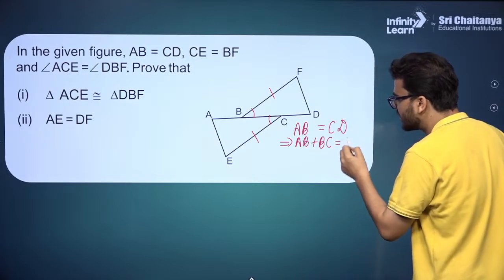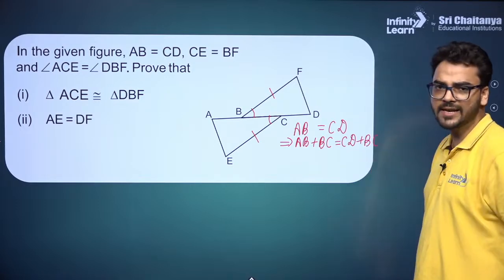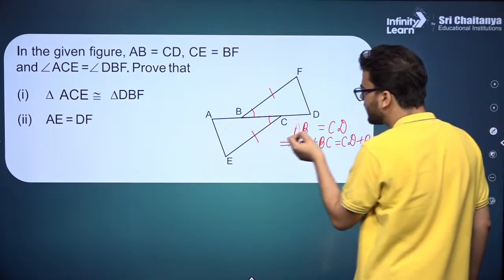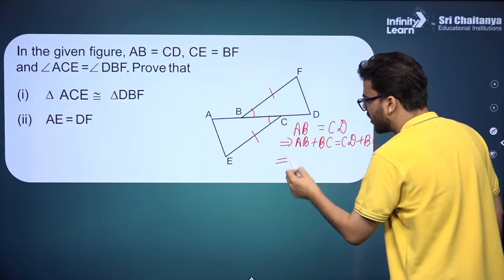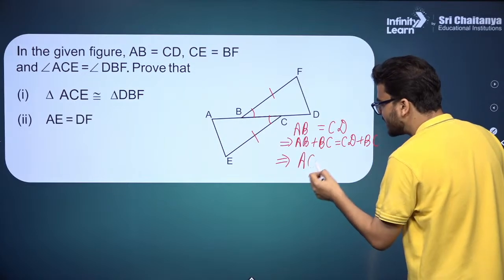I can obviously add the same thing on both sides of the equation. So I'm adding BC on both sides of this equation. AB plus BC is equal to CD plus BC. Now what is AB plus BC? It is nothing but AC. So that is AC over here.